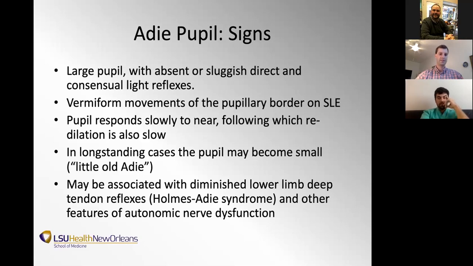In long-standing disease, the pupil may become very small, in which case the mnemonic "little old AD" can be helpful to remind you of that. It can also be associated with diminished lower limb deep tendon reflexes. This would be Holmes-Adie syndrome, and other features of autonomic nerve dysfunction.